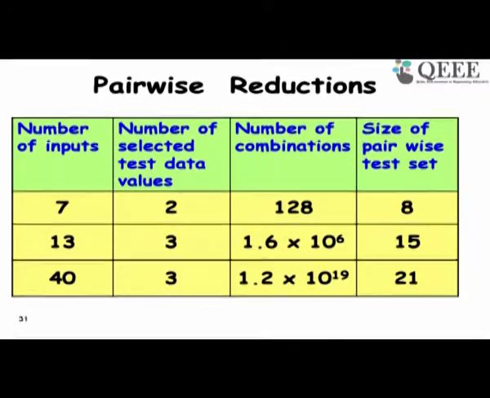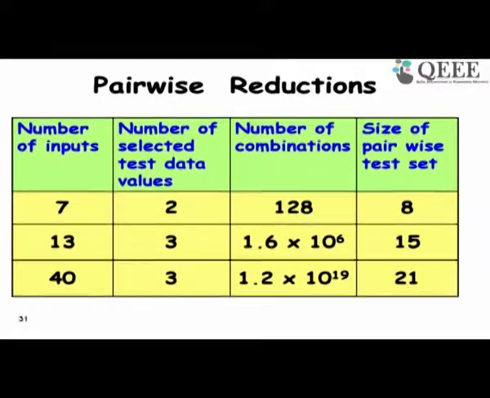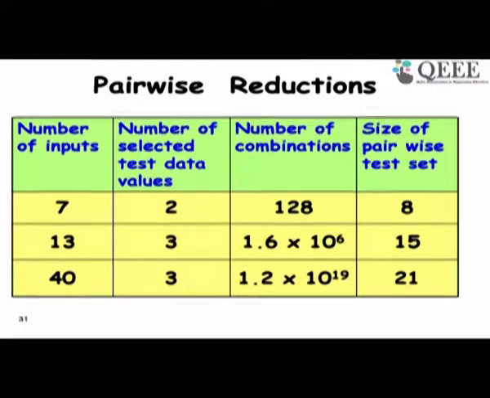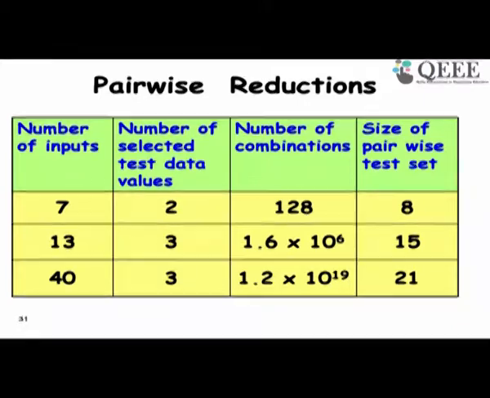3 to the power 40, which is something like 1.2 into 10 to the power 19. But then if we consider pairwise, see, this becomes manageable. Here it is 8, 15 and 21.